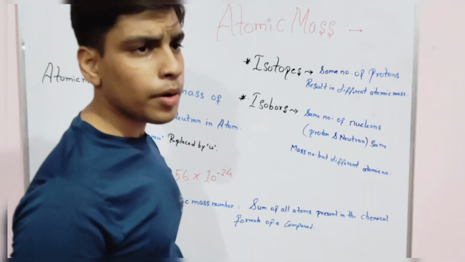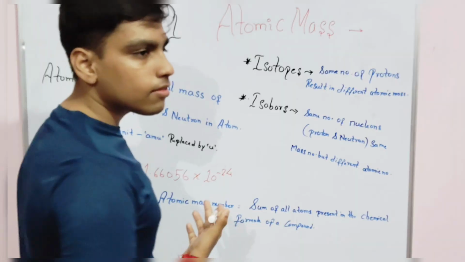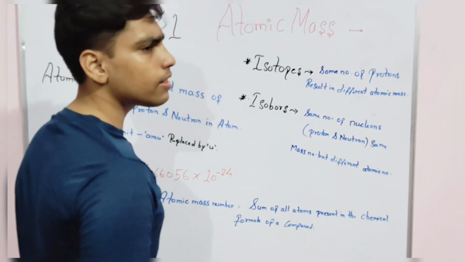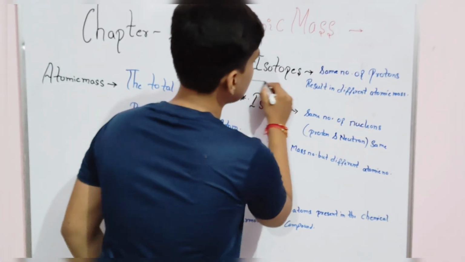Today we will be discussing atomic mass and these things: atomic mass and Dalton's atomic theory are given in our first chapter of chemistry class 11. So we can see here we have isotopes.